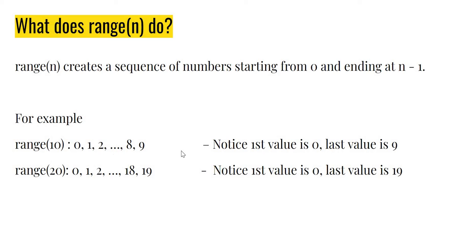Notice the first value is 0 because I did not give start. So first value is 0 by default. Last value is 9 because the stop value is not included, right? So it's 1 before the stop. Similarly, range of 20 is 0, 1, 2 until 19. So again, first value is 0, last value is 19. Now, understanding this range function is extremely important for us to understand the for loop.